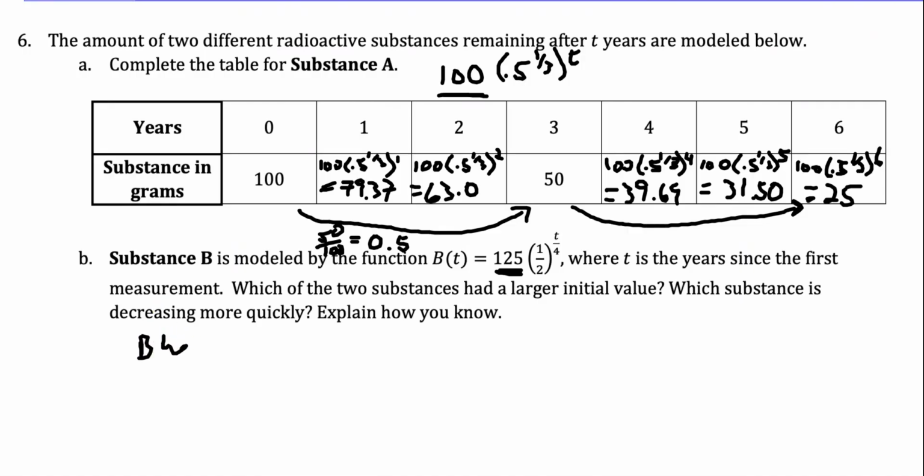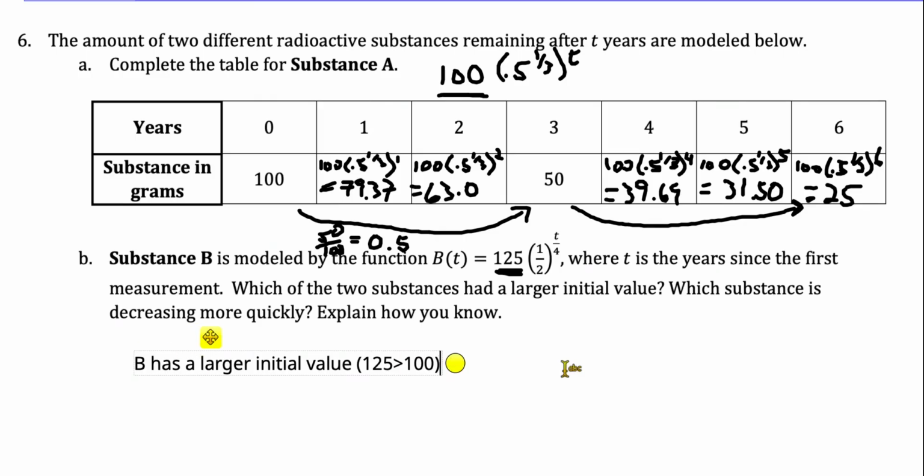So actually, let me just type this. So B has a larger initial value. I'll just say 125 is greater than 100.